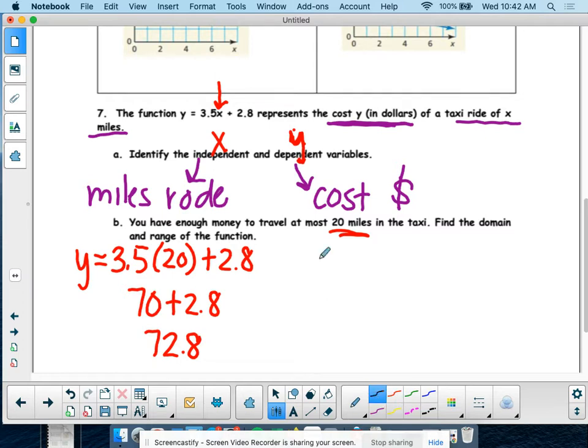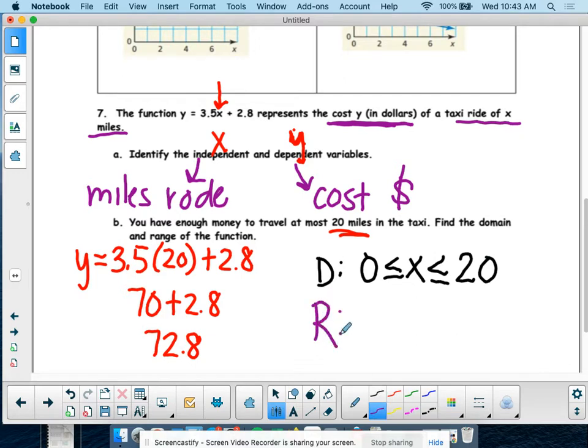So let's see here. Our domain is our x, so how many miles, right? So what's the minimum amount of miles we can go? We don't have to go any, right? We could travel 0 miles. And the most, what's the most miles we can go? 20. So this is our domain. It is continuous like this because we could go 1.5 miles, 2 3/4 miles. That's why it's continuous like that.